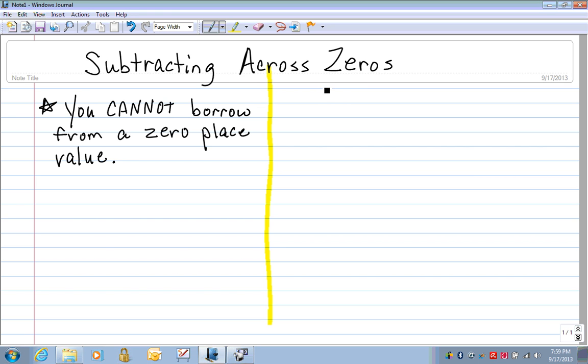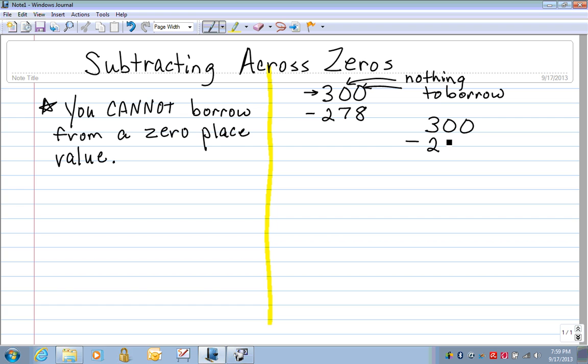For example, I have the number 300. I want to subtract 278. In both of these spots, there is nothing to borrow. So I must go all the way to the 3 and borrow. So let's write this again over here. 300 minus 278.